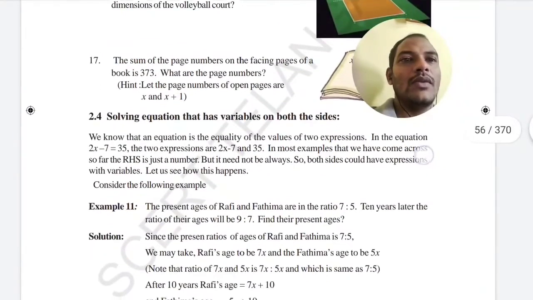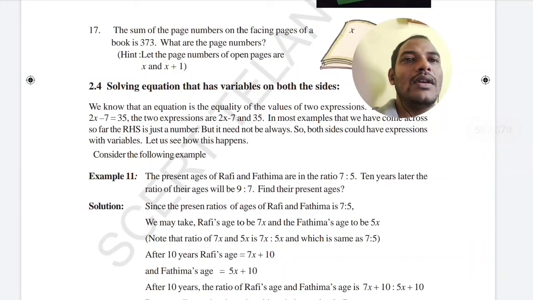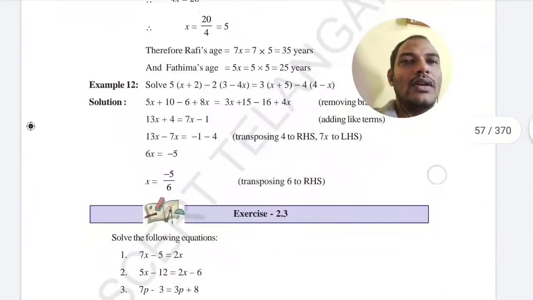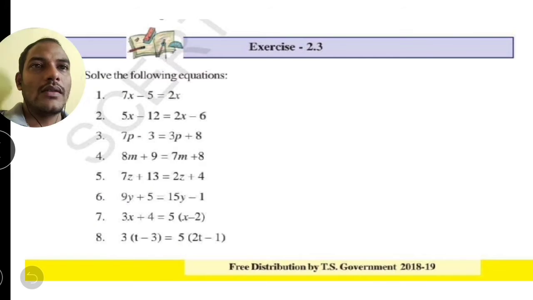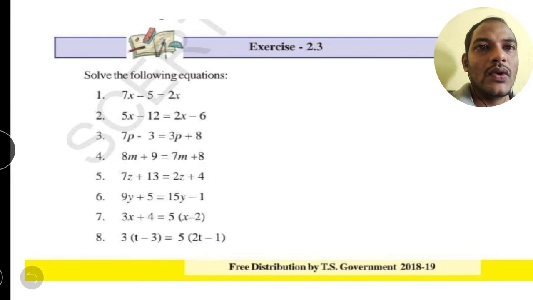Next I am going to start the new topic, that is solving equations that have variables on both the sides. Previously we learned solving equations that have variables on one side. Now, solving equations that have variables on both the sides. Example 11 is a word problem, so let's go to the exercise directly. In exercise 2.3, observe all the questions.